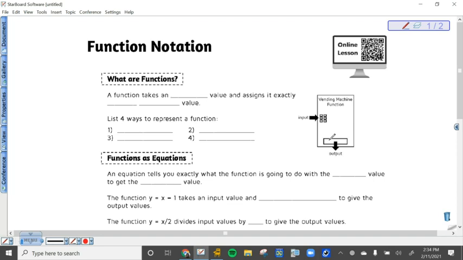So functions, I really like this analogy. Functions are like a vending machine where you put in an input and then out comes an output. So you plug in B3 and then out comes your Snickers bar, right? For any one input, only one output would come out. Okay? So a function takes an input value and assigns it exactly one output value.